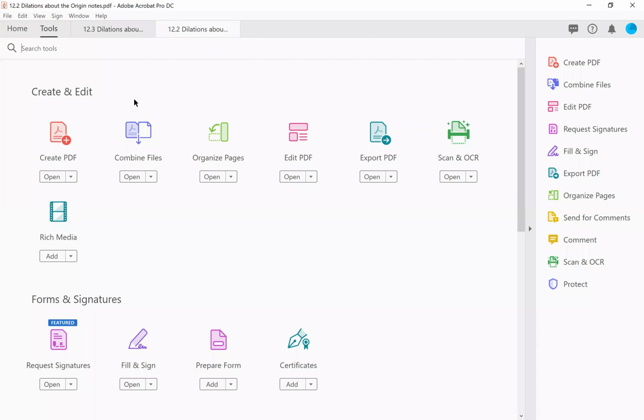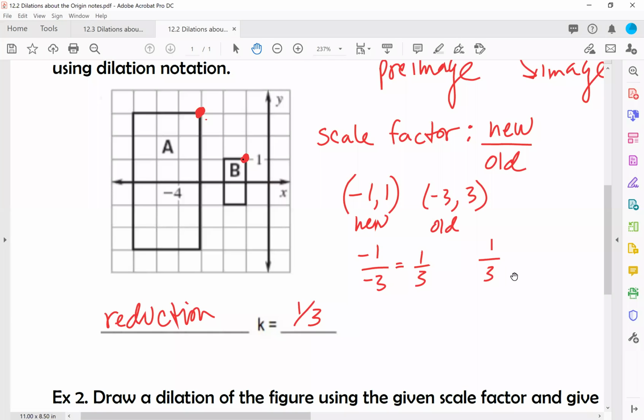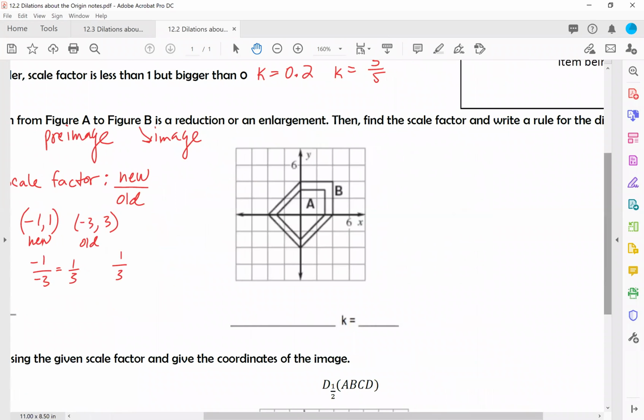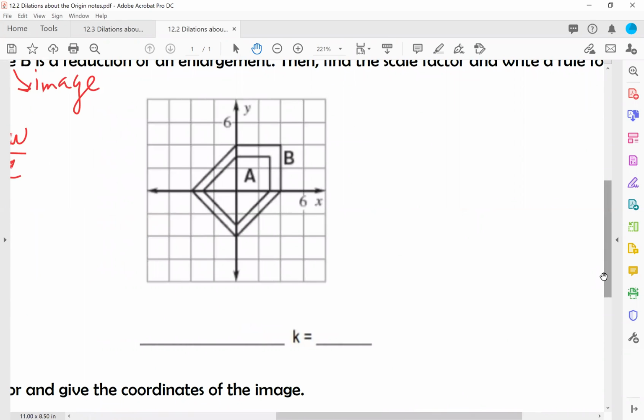And then you can also even tell with the size of the sides here. Look at A, our original. The original size of A was 1, 2, 3, right? And then now look at the size of B. It's only 1. So new divided by old, 1 divided by 3, 1/3. Okay, now we'll go over here and we'll do this one.